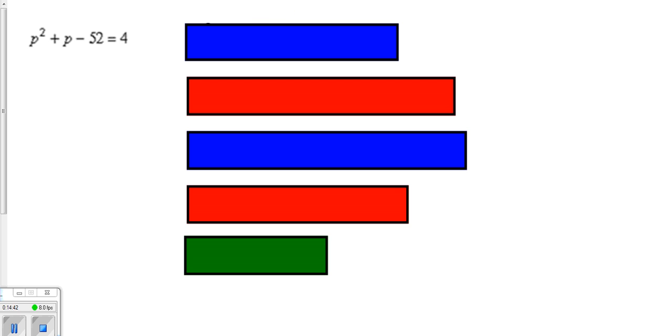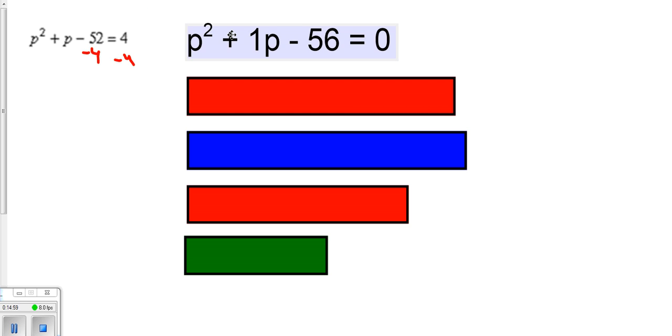Let's try another one. Here we have p instead of x, so p squared plus p minus 52 equals 4. Now this is not in our quadratic form yet. We need to subtract 4 from both sides to make sure we have everything equal to 0. This will leave us with p squared plus 1p minus 56 equals 0. Now when we do the AC method, 1p squared times negative 56 is going to be negative 56. I'll show that over here. We could write out all the factors, but we just need the ones that would add up to 1.